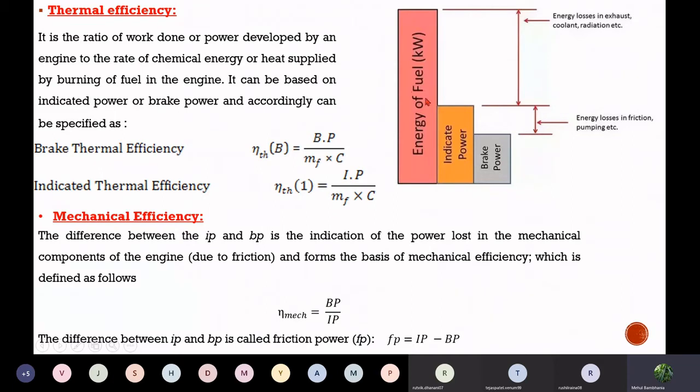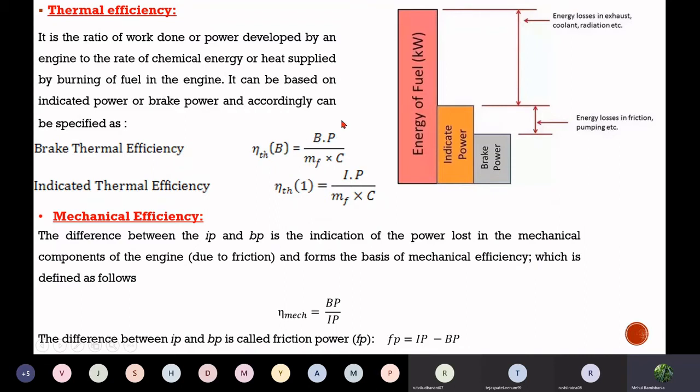So the conversion of the energy is like that. If we have a total amount of this much energy in terms of chemical energy, only partially will it convert into indicated power, and after considering the friction loss, a part will convert into the brake power. So based on that thermal scenario, if we define the thermal efficiency, then thermal efficiency is generally output by input. What is our input? Input is our chemical energy in terms of fuel. So mass flow rate of fuel times calorific value gives you the input energy.